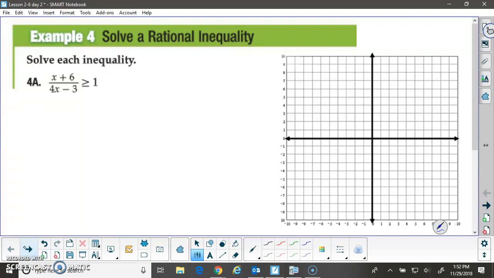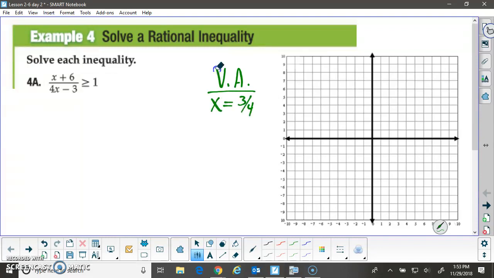So the problem that you're looking at here, we've got a rational function on the left, we've got a constant on the right, and we've got an inequality, not an equal sign. So we're going to take a graphical approach to this problem, and we're going to graph the rational function on the left. So let's start off by discussing the vertical asymptote on this problem. We find that by setting the bottom equal to 0, and that would be at 3/4.